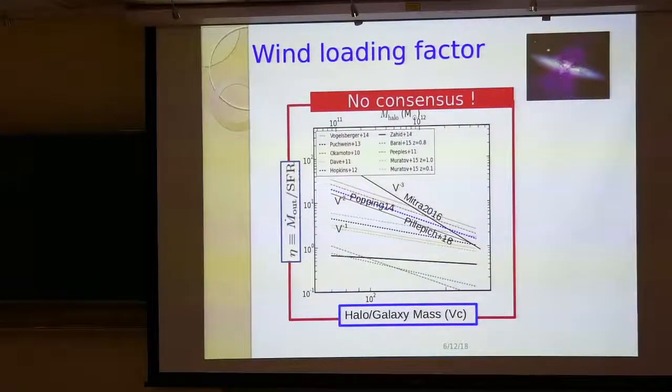It's really a free parameter that people have in galaxy formation to match certain observations, and it's usually very difficult to match many observations with just that one free parameter. You quickly have tensions arising between, say, the luminosity function, the mass-metallicity relation, or the gas fractions.